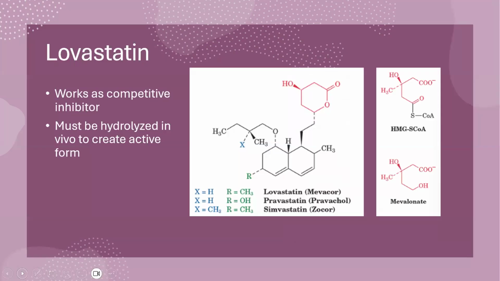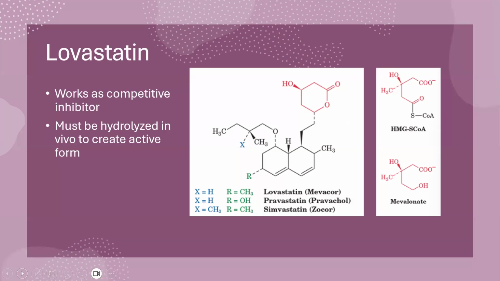So, statins are a group of drugs that target HMG CoA reductase by competitive inhibition. Lovastatin specifically is an example of a statin drug. It has an HMG-like group, which is shown in the red images below. So you can see it in lovastatin and then also in HMG CoA and mevalonate.